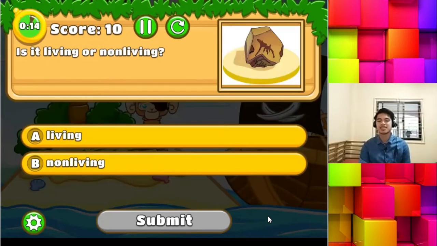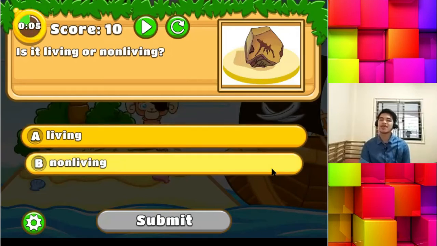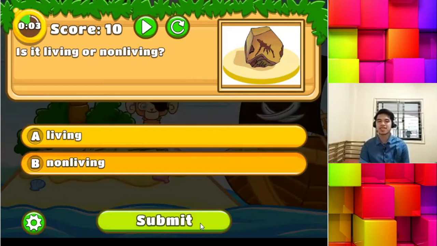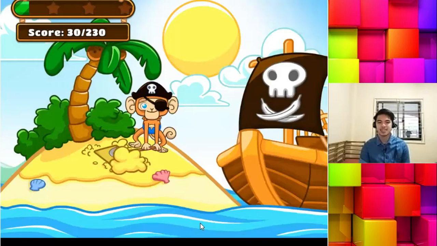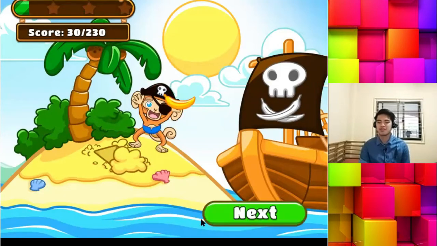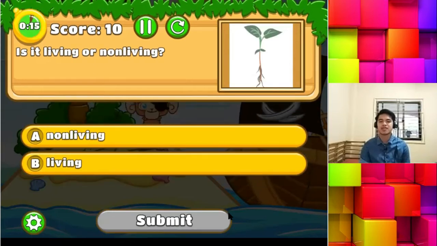Choose the correct answer. Is this living or non-living? What do you think? Correct, this is a non-living thing. So let's try to submit. Wow, you got the correct answer. The monkey is happy again. Choose the correct answer. What is this? It's a plant or a sapling. Is this a living or non-living thing? Very good. It's a living thing.